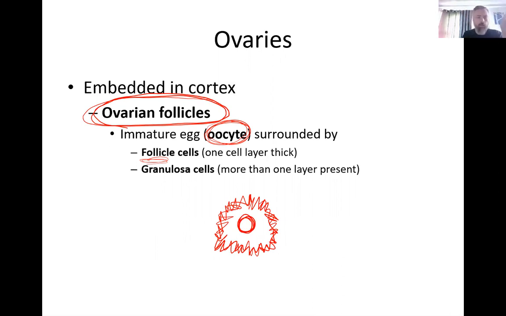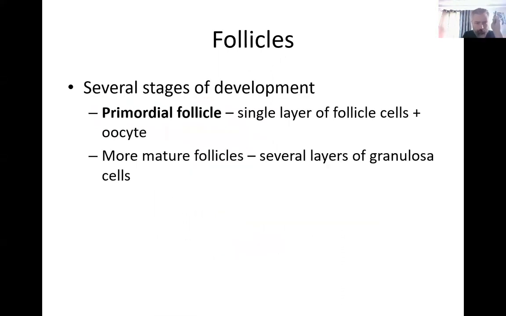And this follicle is going to go through several stages of development. The primordial follicle is just the oocyte and the follicle itself. As we age, we're going to go from the oocyte and our little follicle to adding layer upon layer upon layer of granulosa to it. So the older the egg, the more mature the follicle becomes, the more layers of granulosa we find in it.